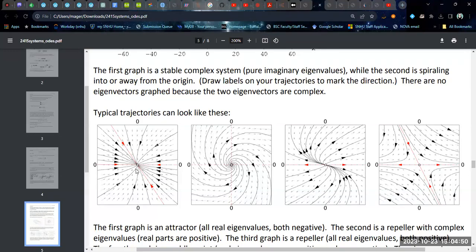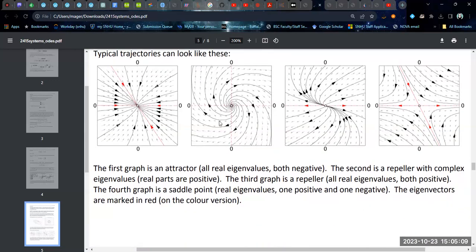So you can think of this as the attractor graph, everything's going in. This is the repeller graph, everything is going away. This is the saddle point graph, similar to the previous video. And then something like this would be more like what you'd expect with complex solutions, although in this particular case, they are spiraling outward.